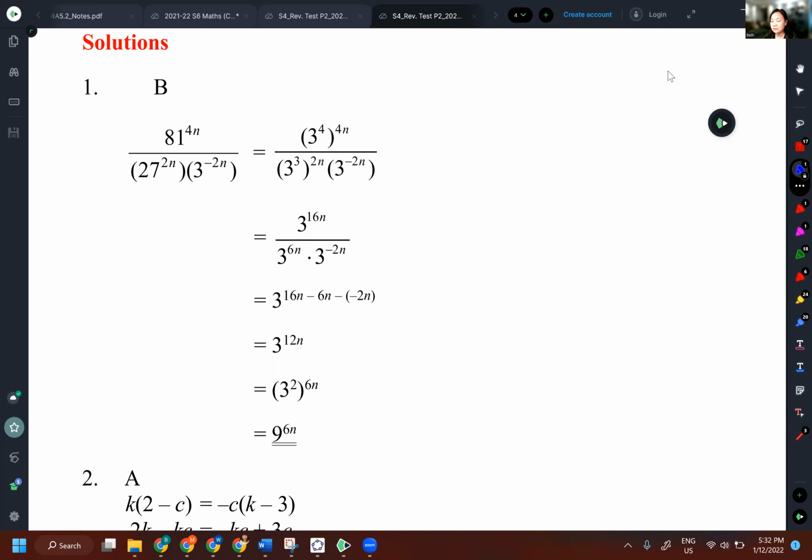Now for question 1, this is a test for laws of indices. What you need to do is to change all the exponents to power of 3. And 81 is 3 to the power 4, 27 is 3 to the power 3, and then you can do the calculation. It's just that after the simplification, usually this is the answer, but none of the choices show this answer. So you have to change it back to base 9.